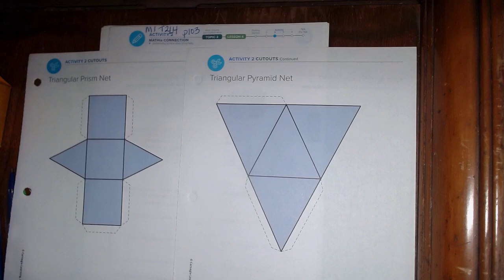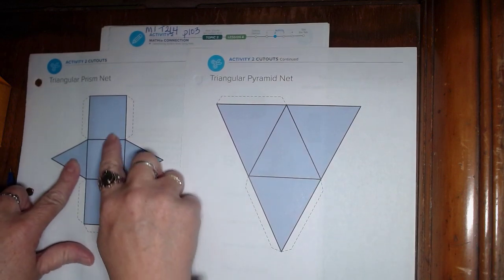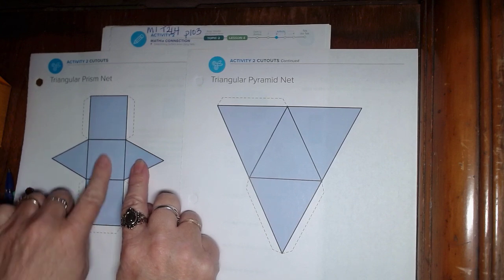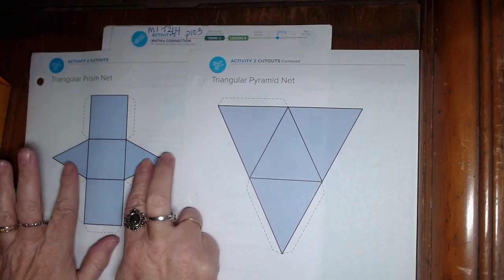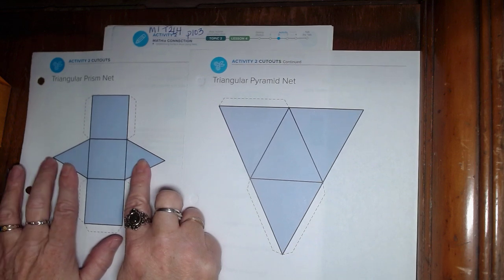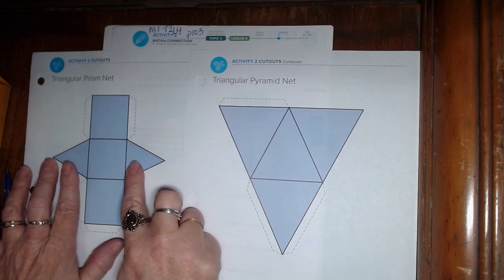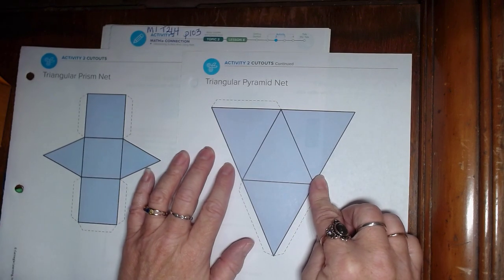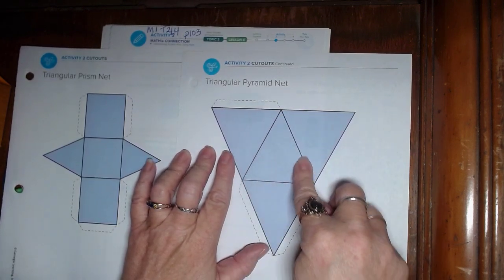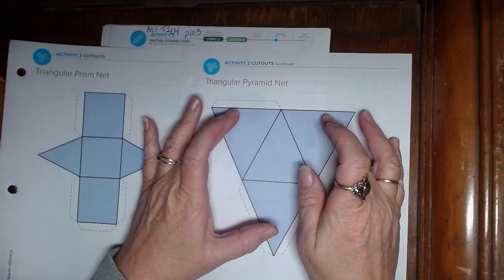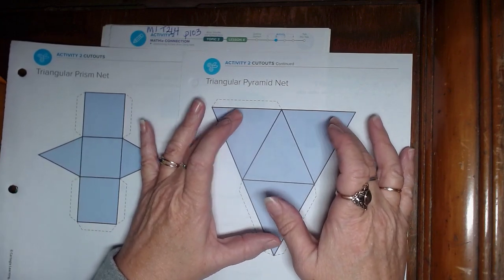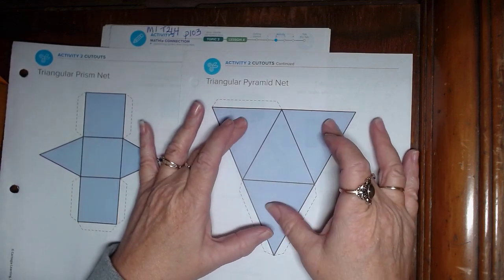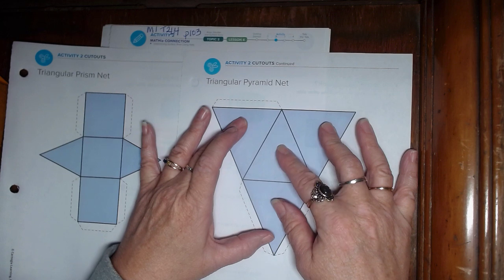As you notice in the prism, we have a series of rectangles and the 2 triangles. So prisms have rectangles that join the 2 bases. The bases are the triangles. The bases name the shape, and we talked about that in class. Here we have a triangular pyramid. So the triangles here at the bottom. Now we know that in a pyramid, all of the faces that are not the base are triangles. So if these are faces, then it has to be a triangular pyramid right here.